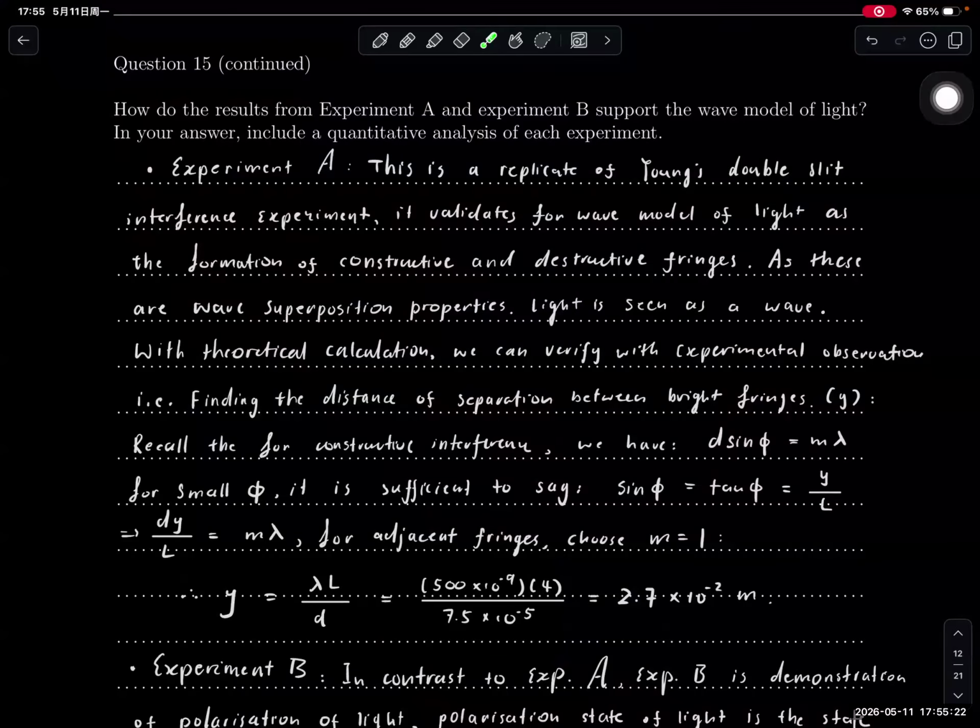Right. So what would they do in order to confirm light is a wave? They would use Huygens' principle, derive this theory equation, and then calculate for something, and then use an experiment to measure that. If the results match, we're good. So we just do this calculation and we end up with the fringe separation being 2.7 times 10 to the negative 2. That was the previous booklet, so hopefully it was easy enough to understand.